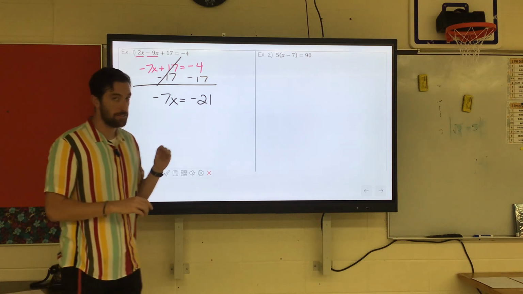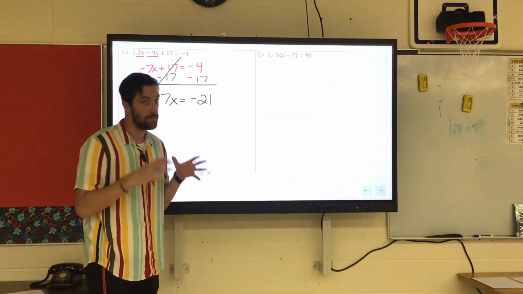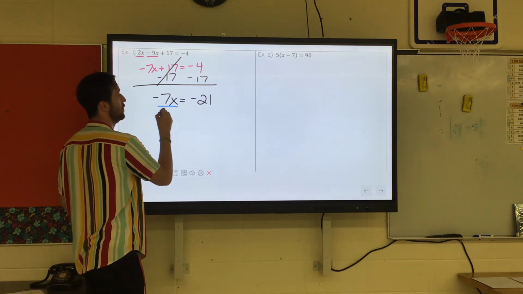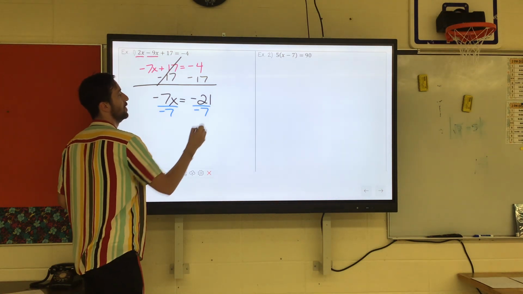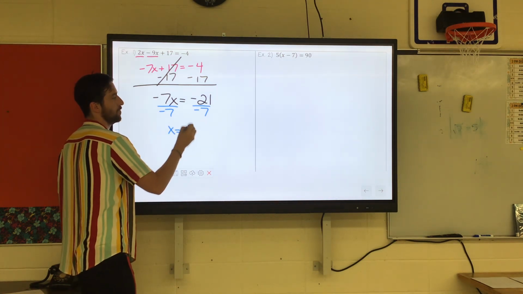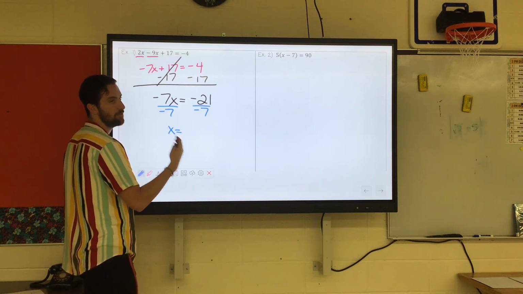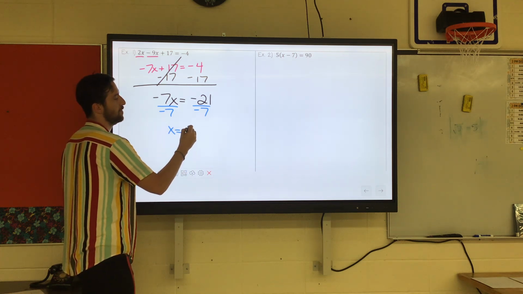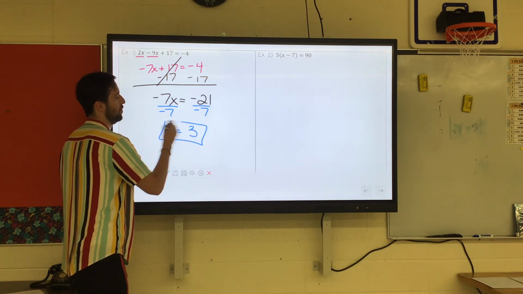Negative 7x means negative 7 times x, so we're going to undo that with some division. X equals negative 21 divided by negative 7. Negative divided by negative is positive, so we have positive 3.